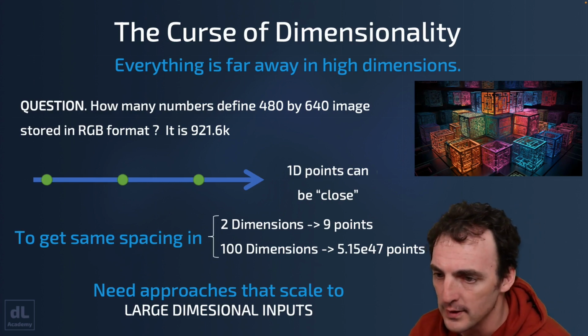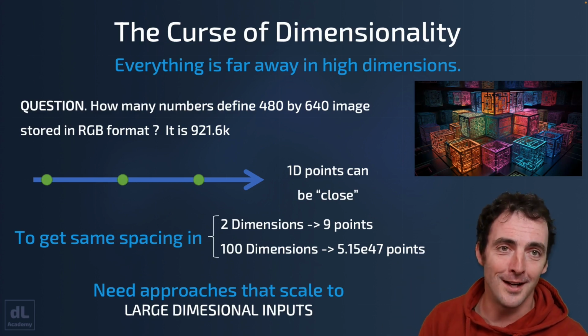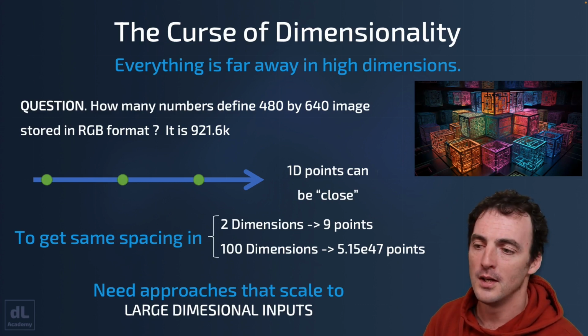I did the calculation here. It's 5e to the 47. So an eye-watering amount of data. 100 dimensions is nowhere near 921,600 for just a picture input, right?